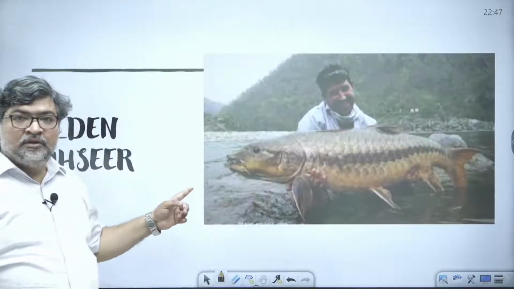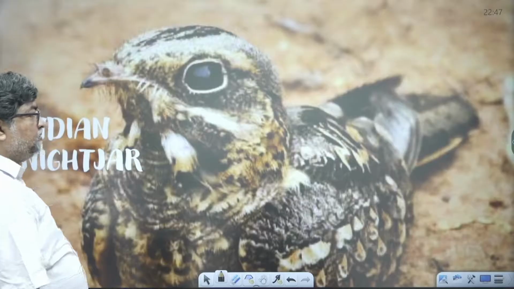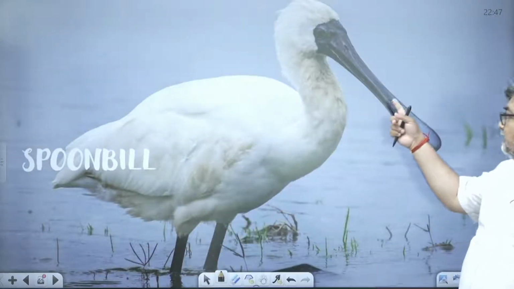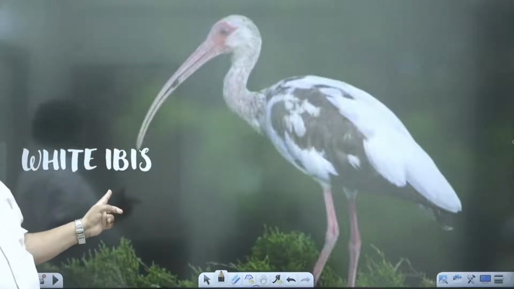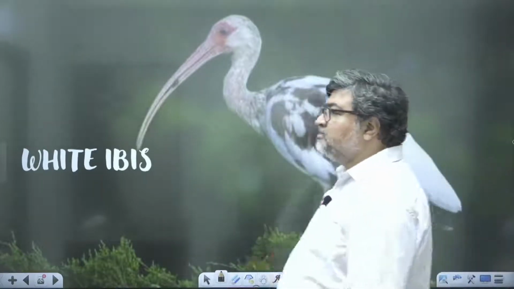In the Kaveri river and elsewhere you find an endangered fish variety, golden mahseer. Then you can see here there's a nightjar, the Indian nightjar, which is a bird. There is the spoon-billed sandpiper, which has a beak like this, right? Ibis is this one, a very sharp kind of bird, the white ibis. They are all wetland birds, like the spoon-billed sandpiper, which you'll find on wetlands, right? So the answer is golden mahseer, which is not a bird, it is a fish variety.